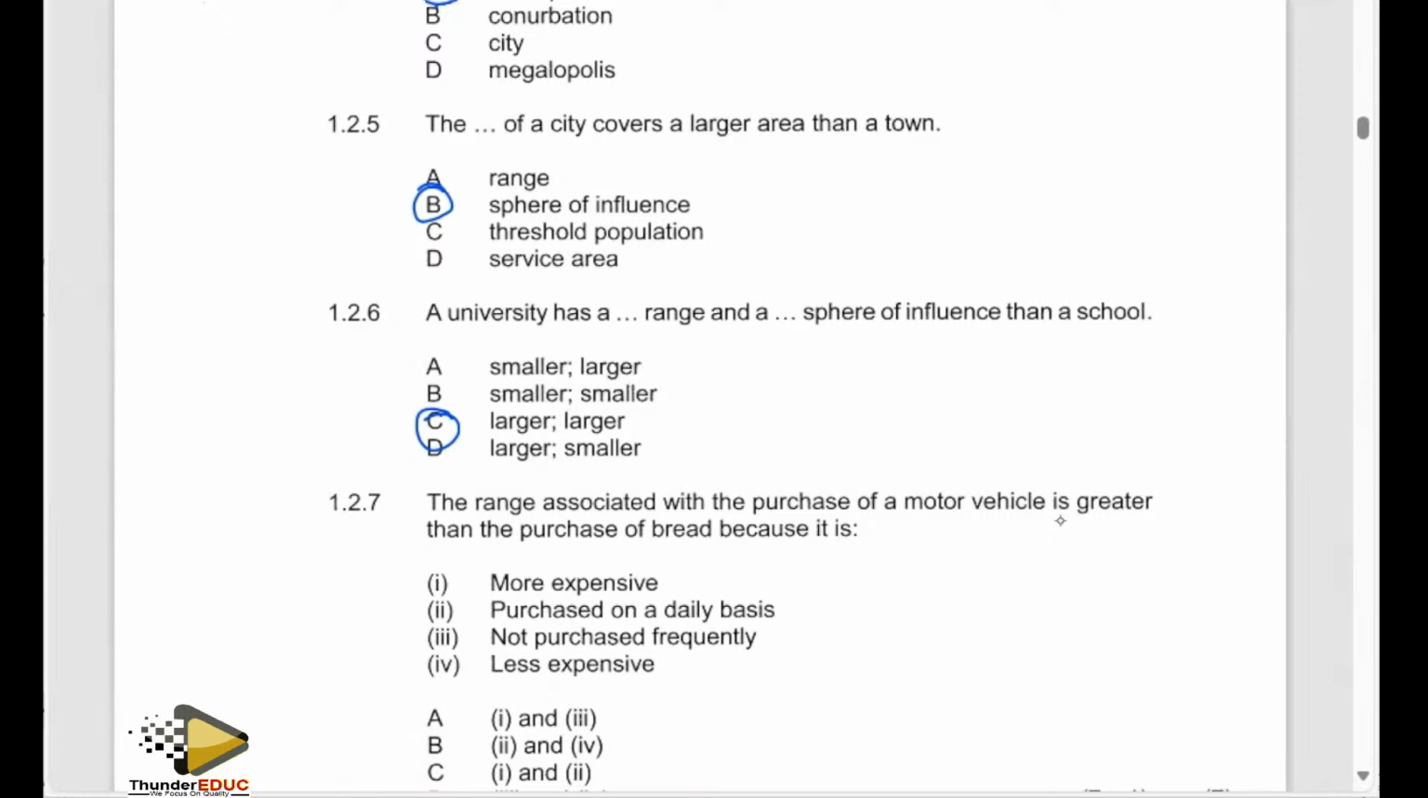The range associated with the purchase of a motor vehicle is greater than the purchase of bread because, right, you are comparing a motor vehicle, which is a high order good, versus bread, which is a convenience good or a low order good. Comparing those two, you tend to find that we take considerable effort in buying a motor vehicle than the way we buy bread. So which one is which there? We are comparing the purchase of a motor vehicle and the purchase of bread, right?